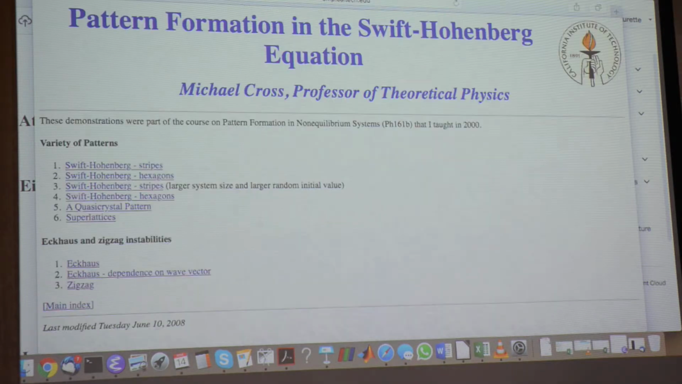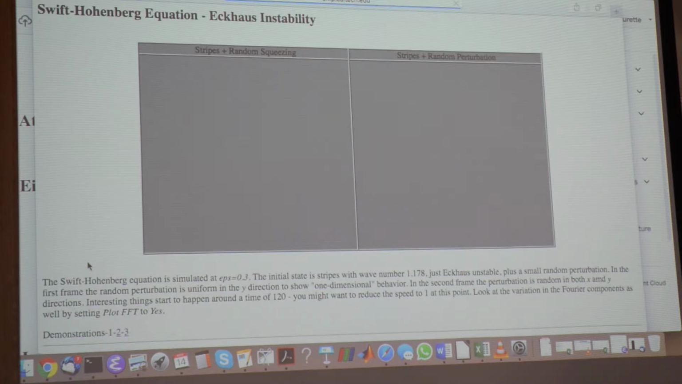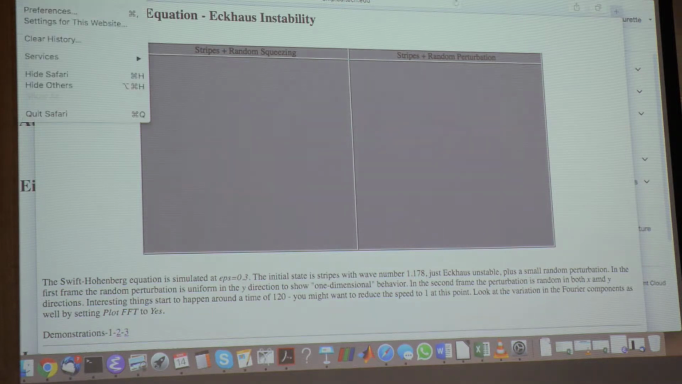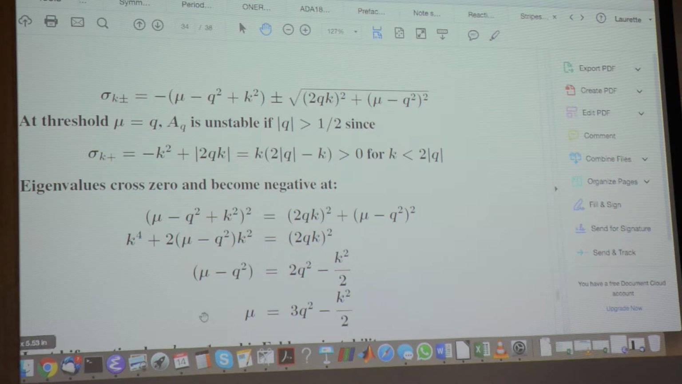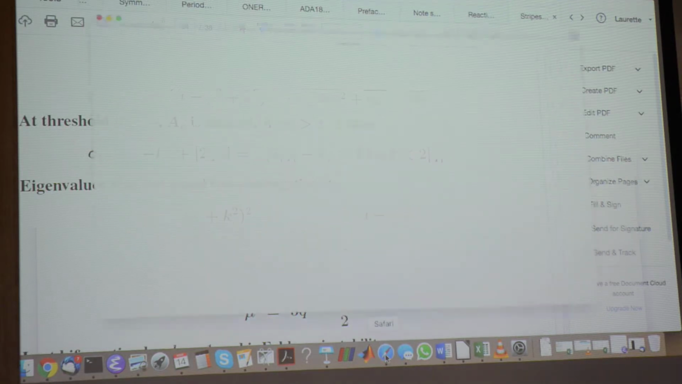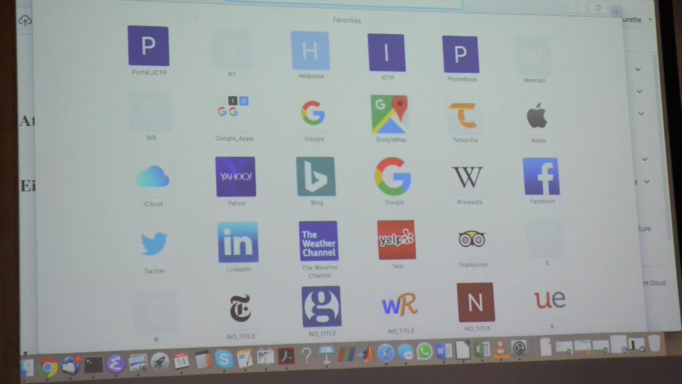Let's go back. Eckhaus instability. We're going to have to start it over. I think so. I'm glad you told me that that's all I had to do. Yeah, so I already quit. And why do you think that is, that I have to quit? I wonder. So start again. Let's see where it was.